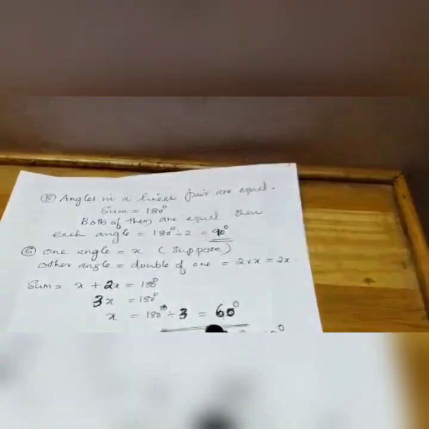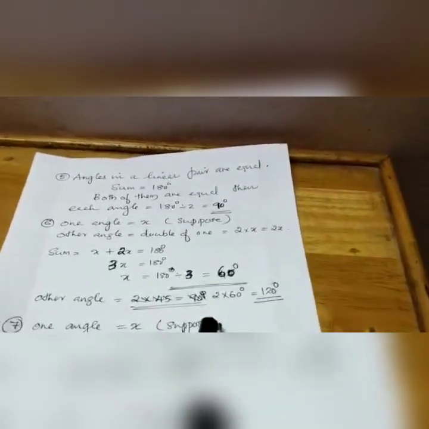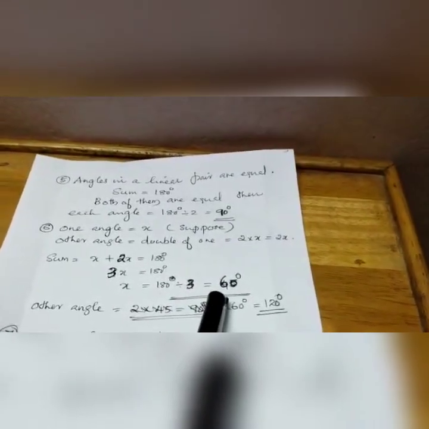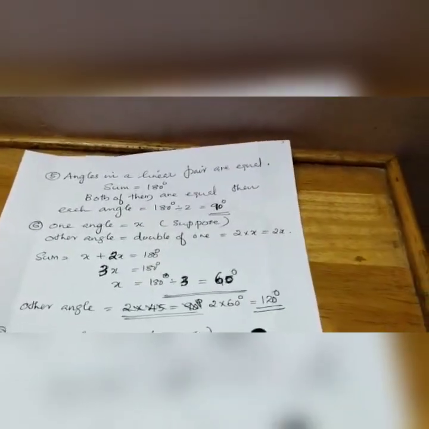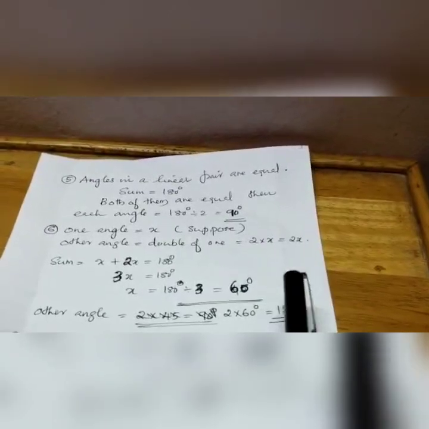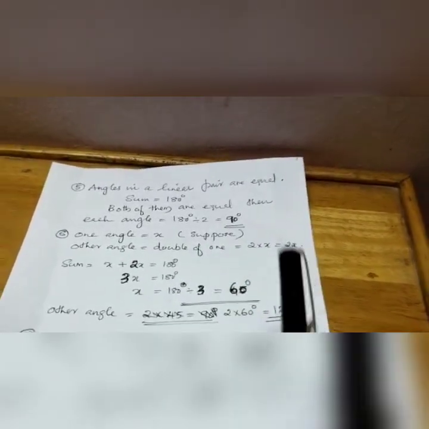That is the smallest angle. x means the smallest angle. x is the smallest and 2x is the largest. Therefore, x is 60 degrees. Then what about 2x? If x is 60 degrees, then its double is 120 degrees. 2 into 60, that is 120 degrees.